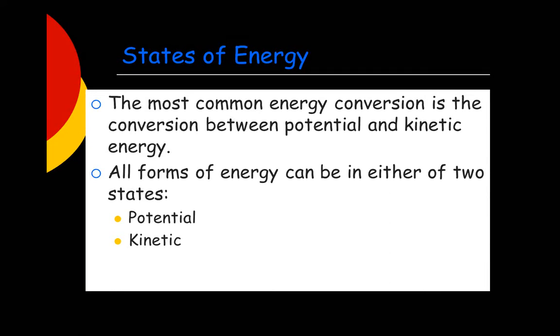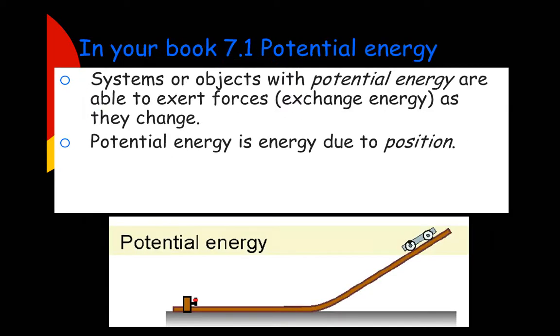States of energy. The most common energy conversion is the conversion between potential and kinetic energy. All forms of energy can be either of these two states, either potential or kinetic. Even the food we eat has chemical energy, which has the potential to give us the ability to move. Systems or objects with potential energy are able to exert forces or exchange energy as they change. Potential energy is the energy due to position.